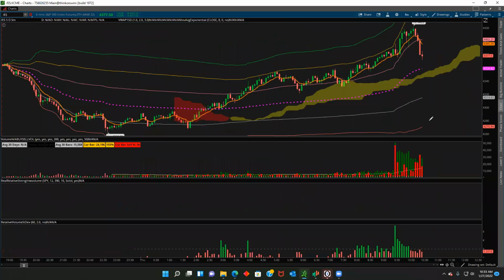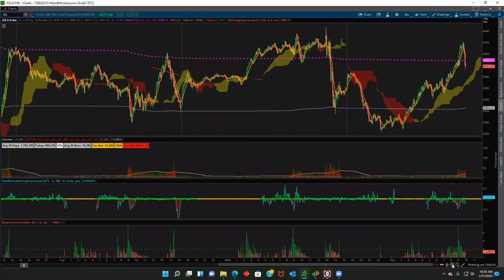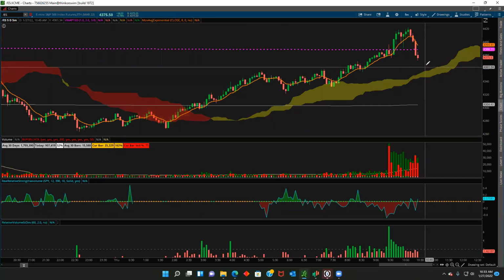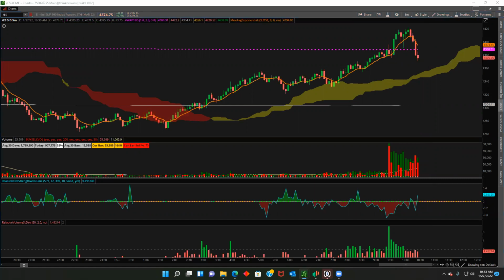So I'm going to go in the 5-minute, and I am going to look for my target level on ES, which is going to be right around this level here at 43.54. Well, I don't want to hold it that long, so I'm going to look for a scalp to this level at 43.70. So I'm going to put in an order to close it at 43.70. Okay, boom. And now I wait.